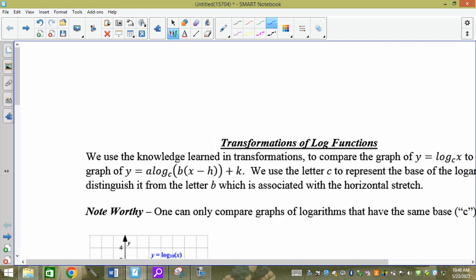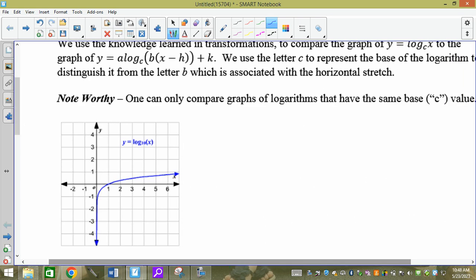All right, logs and exponentials are inverses of each other. So that's what we're going to talk about today. This is what a log function looks like. Can you type log x into your calculator? Because log base 10 of x is log x, right? So go to your y equals and type in log x.